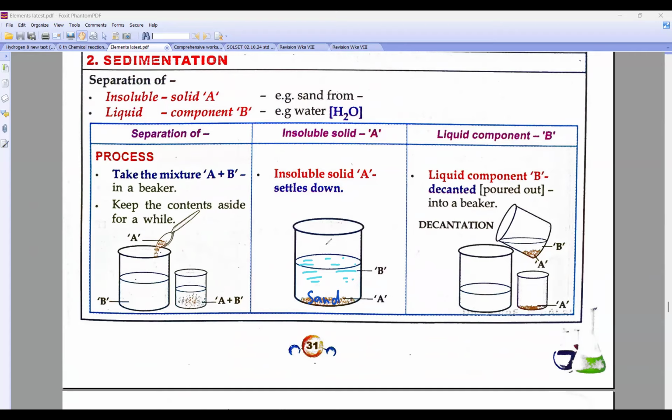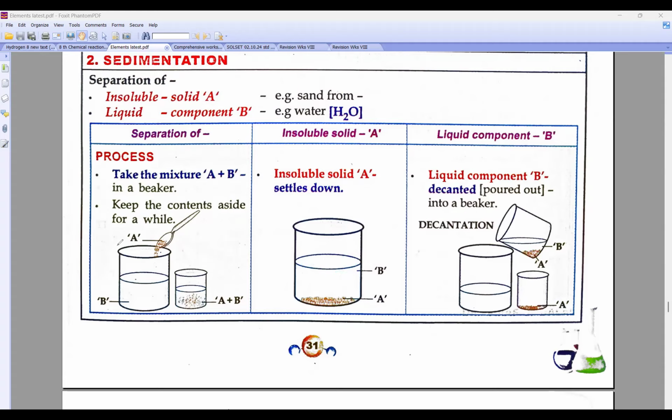Slowly what will I do? Look, beta, here the sand has settled. Here sand is there. So slowly I'll tilt it without disturbing, till all the water comes down and the sand remains here only. So we call it what? Decantation. What is this process called? Look here, the sand has remained here, right? The water will fall into this. This is called decantation. Clear?